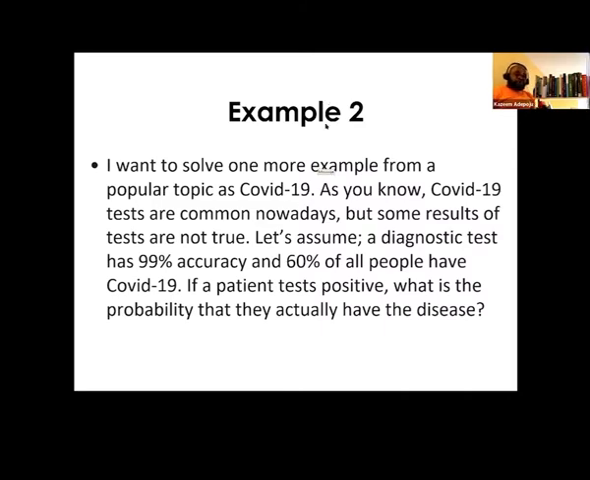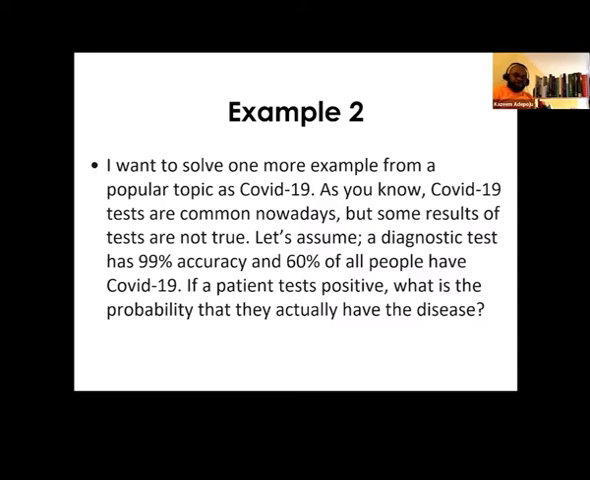I want to solve one more example from a popular topic known as COVID-19. As you know, COVID-19 tests are common nowadays, but some test results are not true. Let's assume a diagnostic test has 99% accuracy and 60% of all people have COVID-19. If a patient tests positive, what is the probability that they actually have the disease?